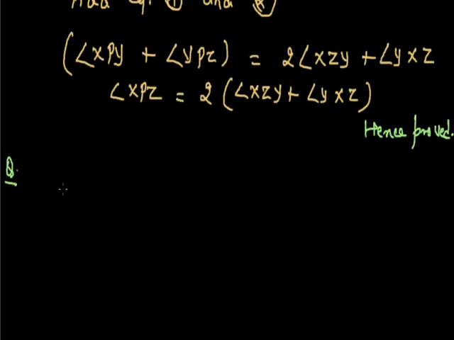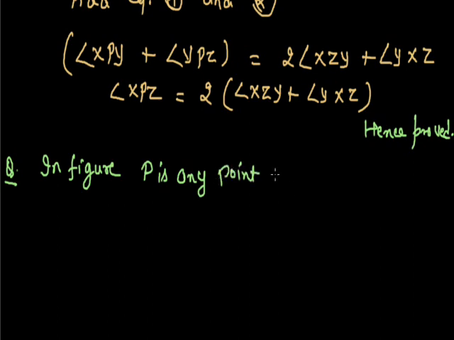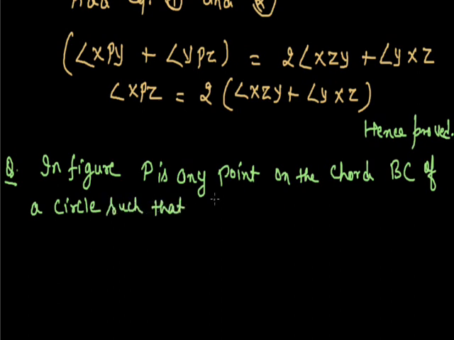Next problem. In the figure, P is any point on the chord BC of a circle, such that AB is equal to AP. Prove that CP is equal to CQ.